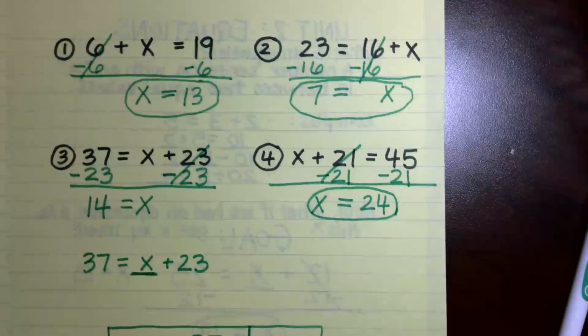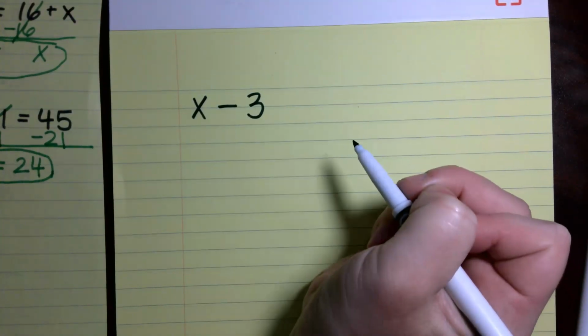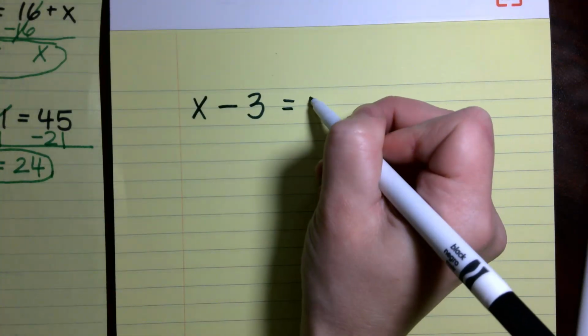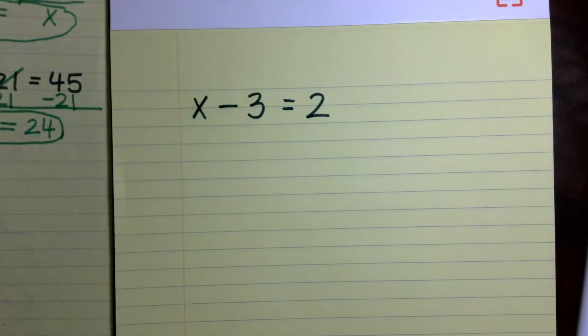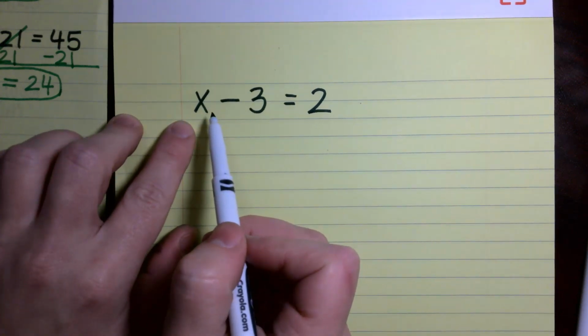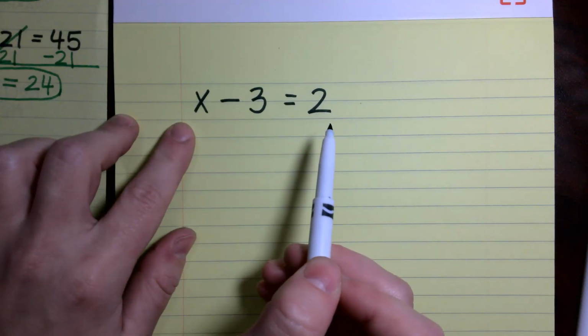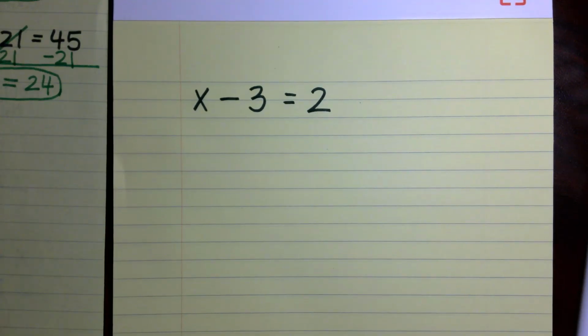I'm going to write up here X minus 3 equals 2. Okay, so we need to know what number we would need to start with so that when we subtract 3 from it, we get an answer of 2. Do we know what that number might be just by looking at it? 1. Is 1 minus 3 equal to 2?